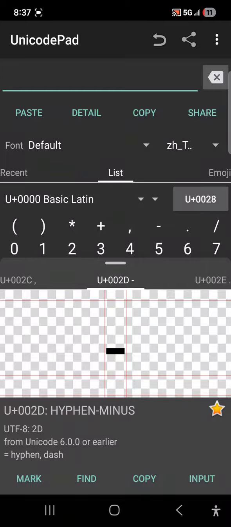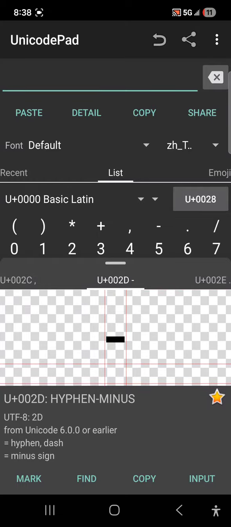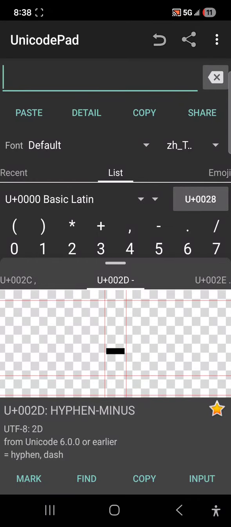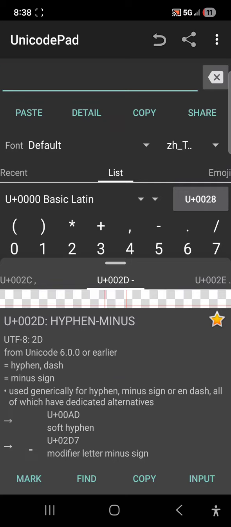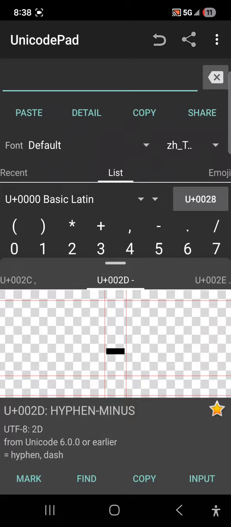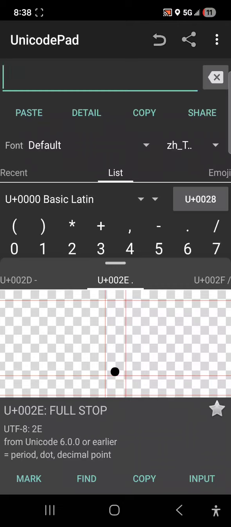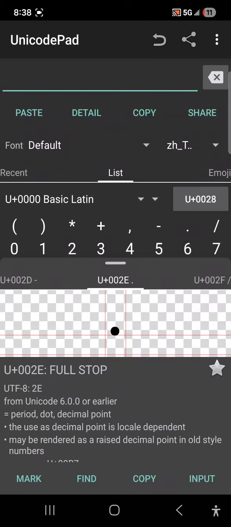This is the hyphen minus. It is a thing used to separate the word anti and another word after anti. It's also called a hyphen, dash, or minus. It's used generally for hyphen, minus sign, or n dash, all of which are dedicated alternatives. This is a full stop, also called period, dot, or decimal point.